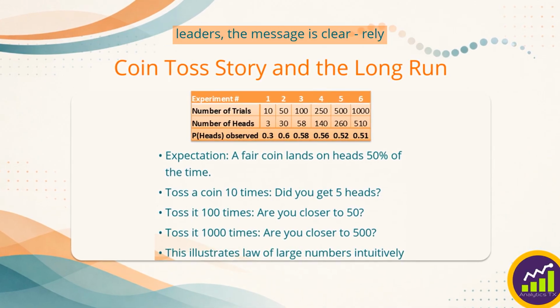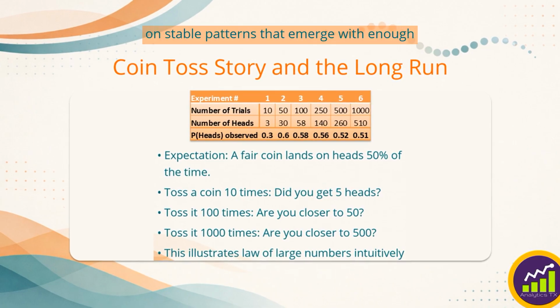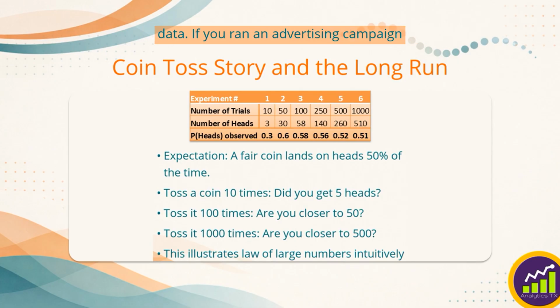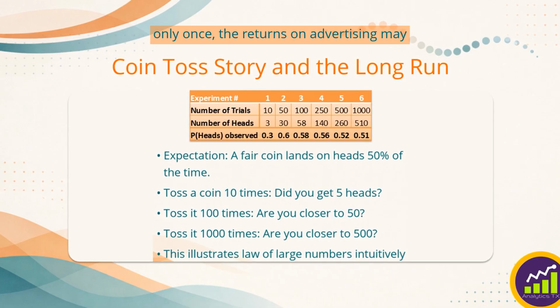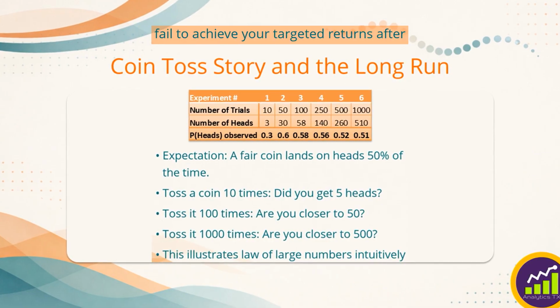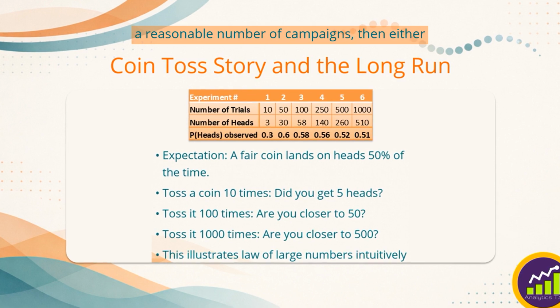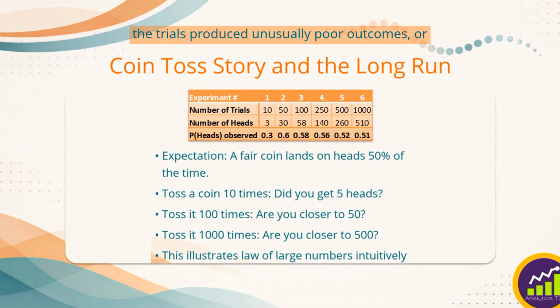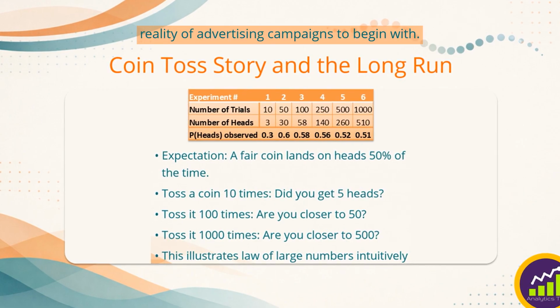For business leaders, the message is clear. Rely less on very small samples and more on stable patterns that emerge with enough data. If you ran an advertising campaign only once, the returns on advertising may not match your expectations. However, if you fail to achieve your targeted returns after a reasonable number of campaigns, then either the trials produced unusually poor outcomes, or your expectations are not aligned with the reality of advertising campaigns to begin with.